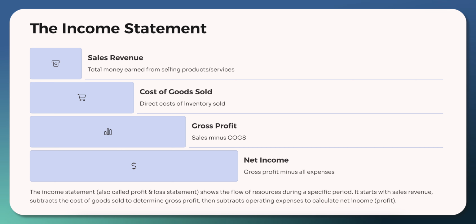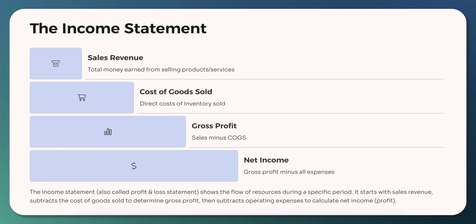The other important financial statement you have to know about is the income statement, or in other words, the profit and loss statement. What that shows is the flow of resources during a specific period of time. At the very beginning, let's say, for example, you're a pizza shop owner. The sales revenue: let's say you sold $10,000 worth of pizza on a Thursday night. That's your sales revenue.